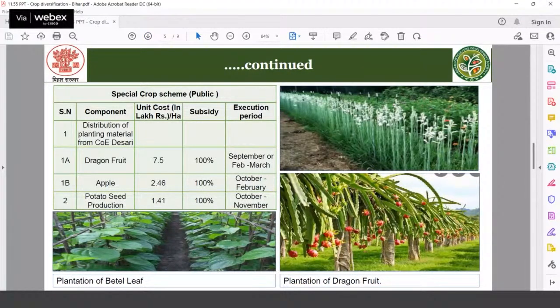These are a few of the other components of the same scheme. Dragon fruit is also being promoted as one of the exotic crops in the state, with a subsidy of 100%. Apple is there, as I shared, and potato seed production is also there. Next.